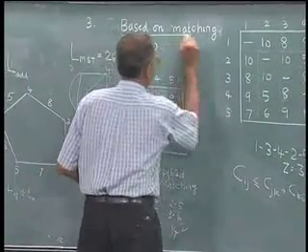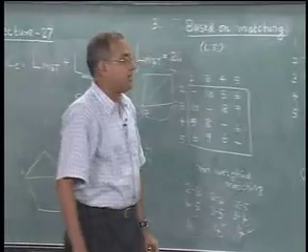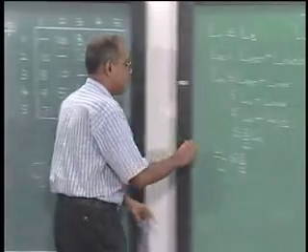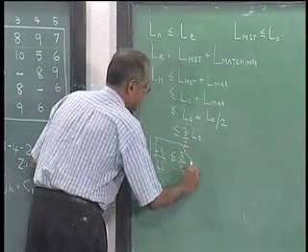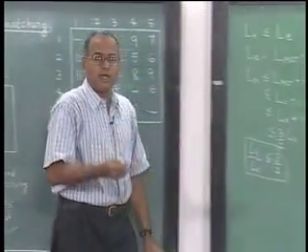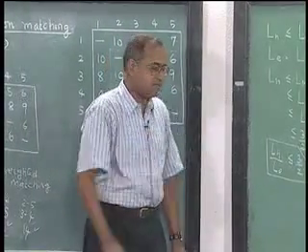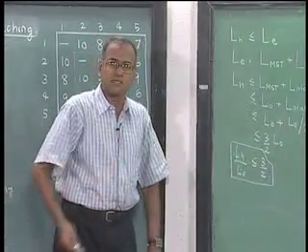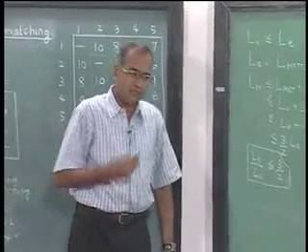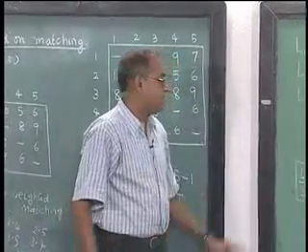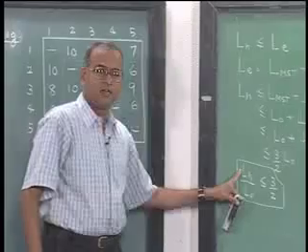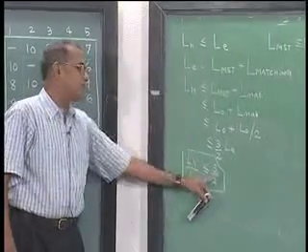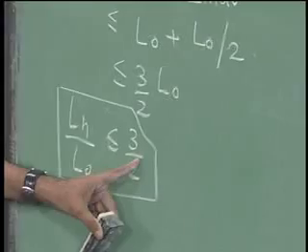So, this heuristic based on minimum matching now has a worst case performance of 3 by 2, which means no matter what the size of the problem is, no matter what these numbers are, as long as the data satisfies triangle inequality, we can get a heuristic solution which is at most 50% away from the optimum.